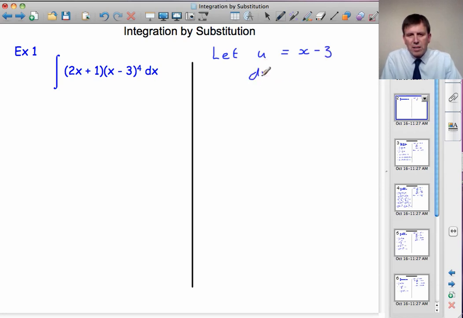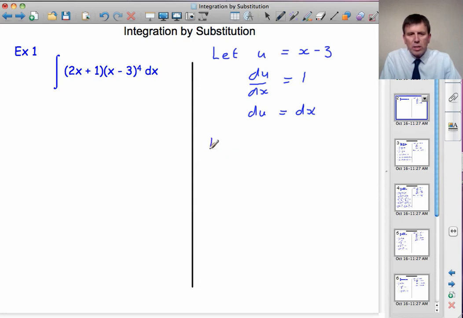Du by dx, the differential of that, would be 1. If I differentiate x minus 3 with respect to x, I get 1. Now it turns out that we can treat that very much like a fraction and split it into du is 1 times dx. So du is equal to dx. And that enables me to swap the variable u for the variable x.